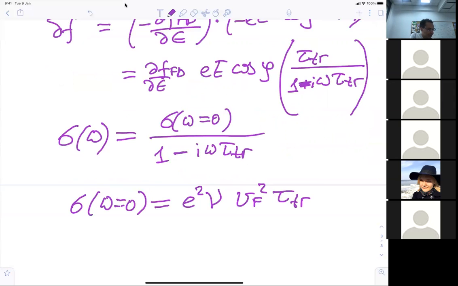Okay. So this is the time-dependent electric conductivity.